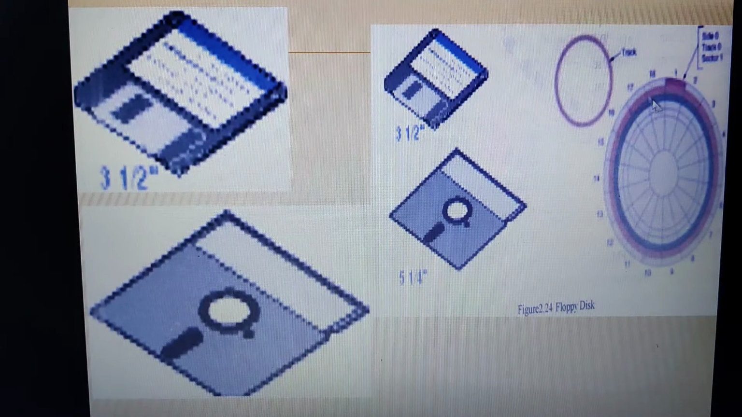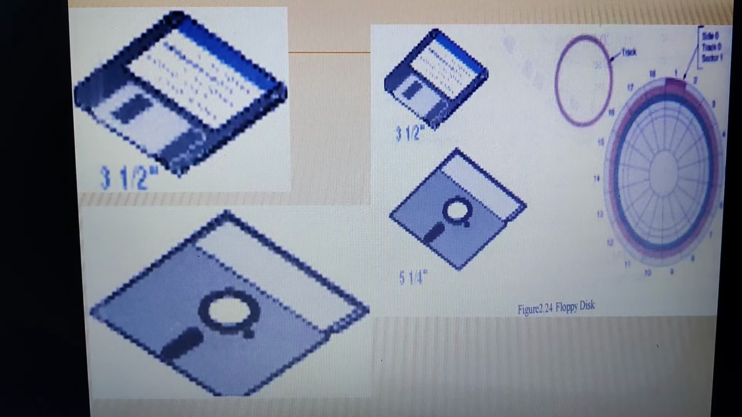Here also the data is stored in terms of tracks. Tracks are subdivided into sectors. Usually the size of the floppy disk is 3.5 inches. We have 3.5 and 5.25, and up to 8 inch floppy disks were also available. A floppy disk can be made write protected, which prevents any new data from being stored or added, or any old data from being erased. Nobody will have that permission once it is write protected.